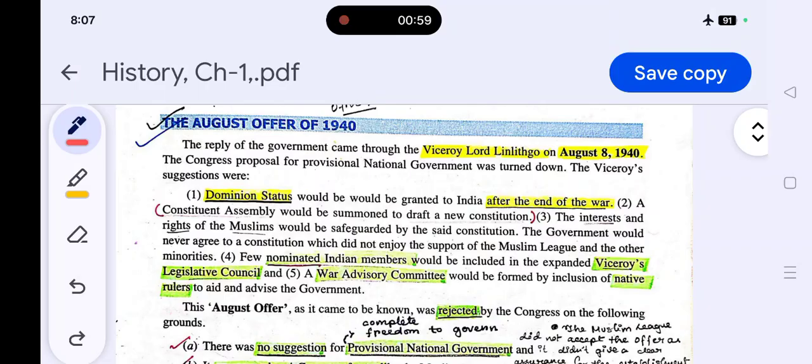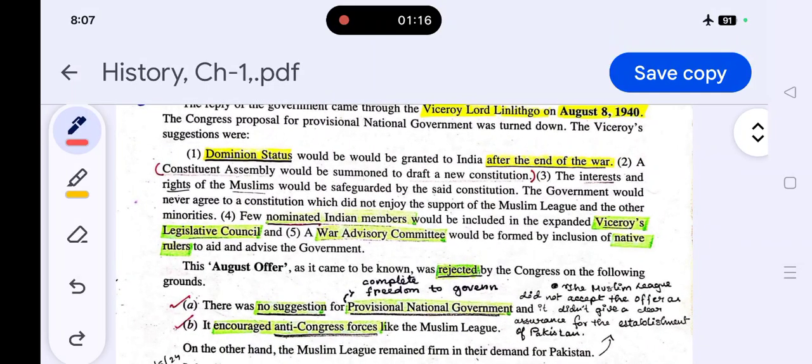The reply of the British government came through the Viceroy Lord Linlithgow on August 8, 1940. The Congress proposal for a provisional national government was turned down. The Viceroy's suggestion was Dominion status. Now, what do we mean by provisional national government? This means complete freedom to govern. As we have already learned about complete independence or Swaraj, this provisional national government also means complete freedom to govern.